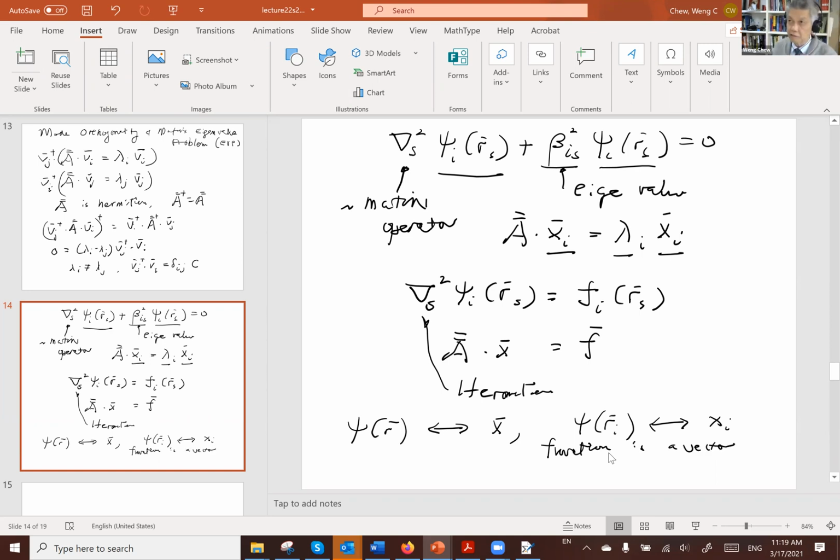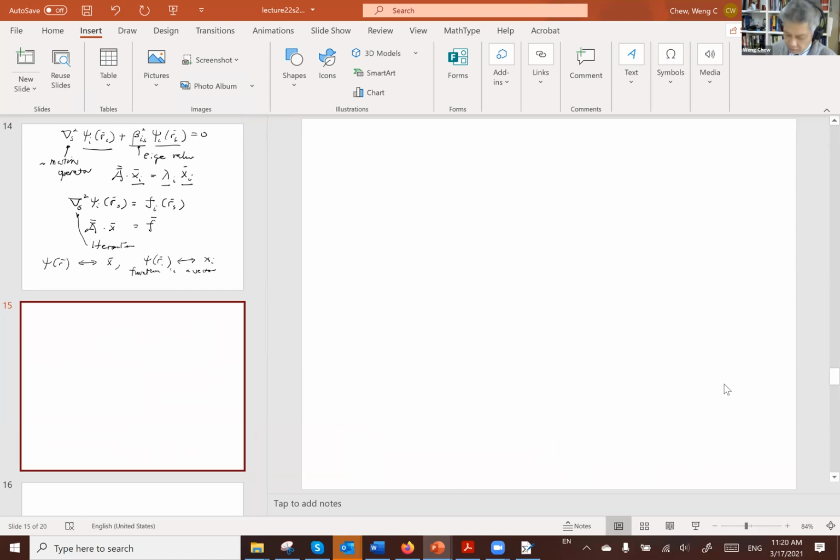So when you can think of a function as a vector, you can think of this being entirely analogous to this thing that we have. This is a vector. This is the matrix operator. This is just the new function that it produces. Then you can actually understand mode orthogonality inside a waveguide.